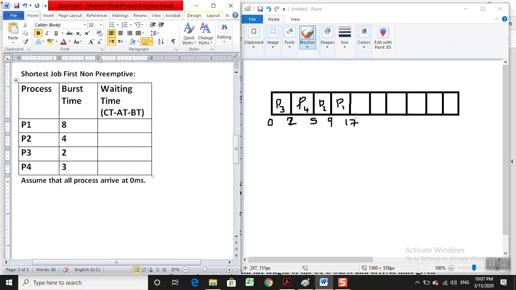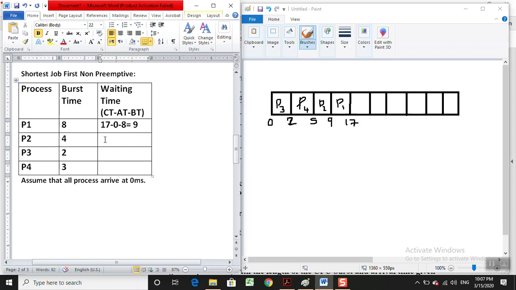Now what is the waiting time for P1? P1 has finished at 17, minus the arrival time, which is 0, minus the burst time, which is 8. So it's 17 minus 8, that is 9. You see, P1 started its execution at 9 milliseconds, so P1 had to wait for 9 milliseconds. The waiting time for P1 is 9.